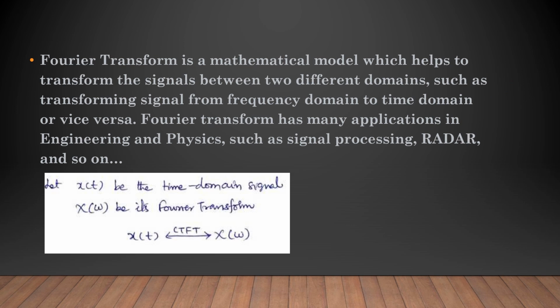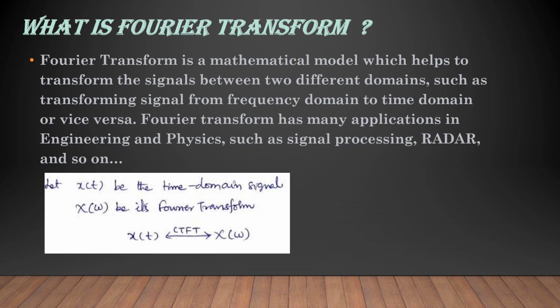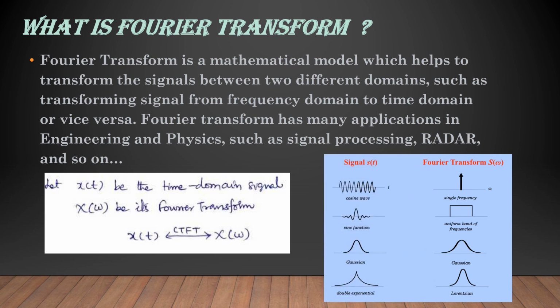Whenever we are discussing the Fourier transform and its properties, first we should know what Fourier transform is and the applications of Fourier transform in different domains such as the communication domain, mathematical domain, and physics domain. The definition of Fourier transform in the communication domain is that the Fourier transform is a mathematical model which helps to transfer signals between two different domains, such as transferring a signal from frequency domain to time domain or vice versa. Fourier transform has many applications in engineering and physics such as signal processing, radar, and so on.